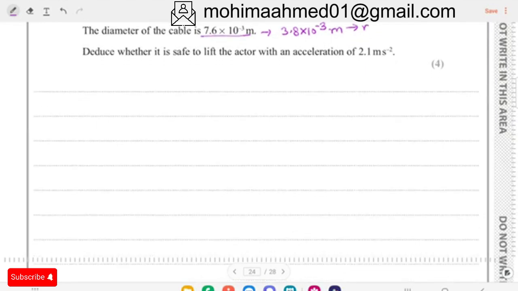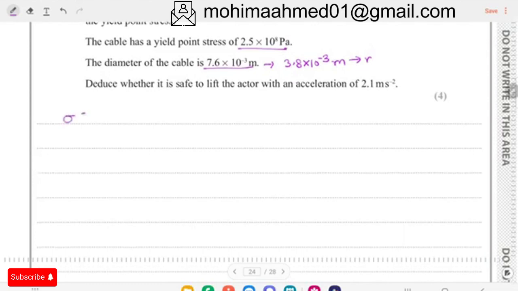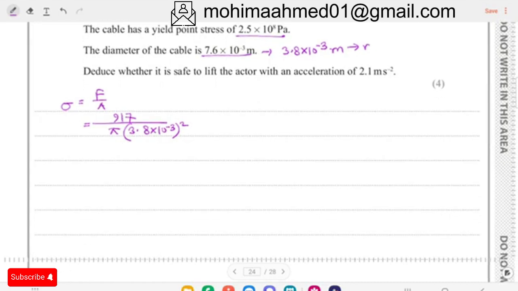In order to find the stress, force over area is the formula, where force is the tension 917 and area is pi r squared, where r is 3.8 times 10 to the power minus 3. So 917 over pi times 3.8 times 10 to the power minus 3, squared. You get a very large value, so I'll use standard form: 2.02 times 10 to the power 7.